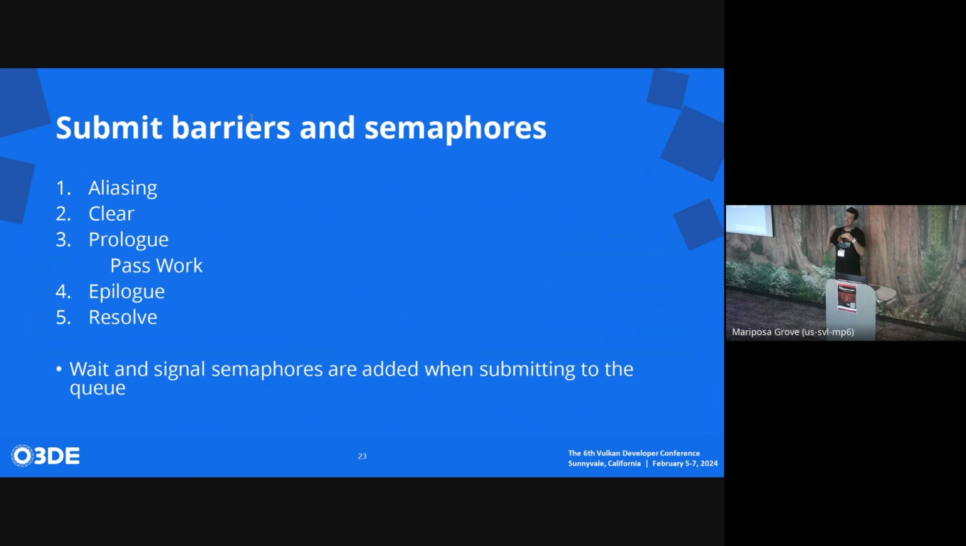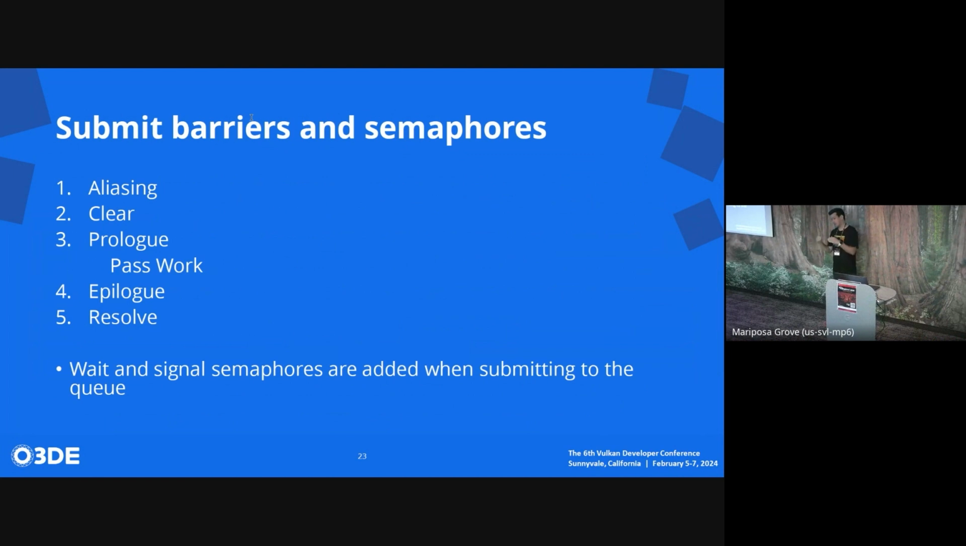We have different stages where we record the barriers that we generated when executing a pass. We have the aliasing stage, where we record all the alias barriers. Then we have the clear stage, where we record all the clear barriers along with the clear commands. Then we have the prologue, which is run right before the pass executes, and this is where all the resource usage barriers are recorded.